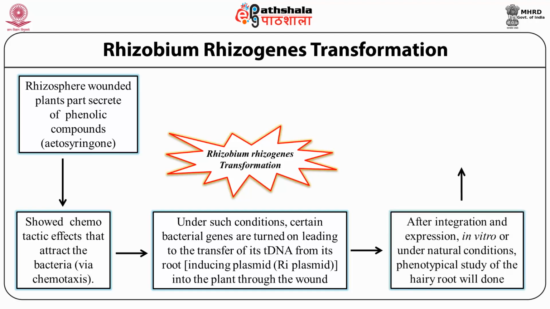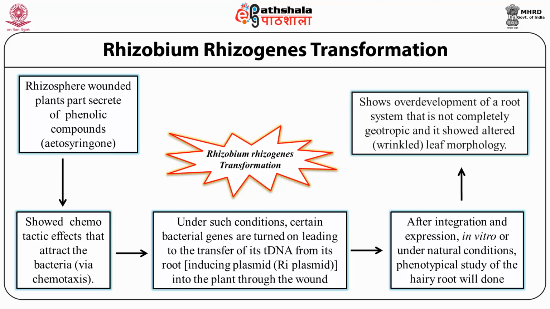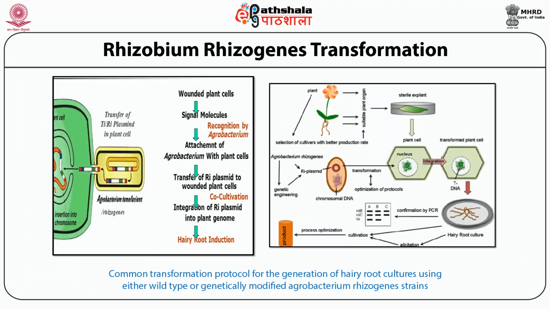After the proper integration and expression in vitro or under natural conditions, we will identify phenotypically the hairy root production, which shows overdevelopment of hairy roots on the surface of the leaf, that is, wrinkled root leaf morphology. We will study the transformation by Rhizobium bacteria in two parts, that is A and B.